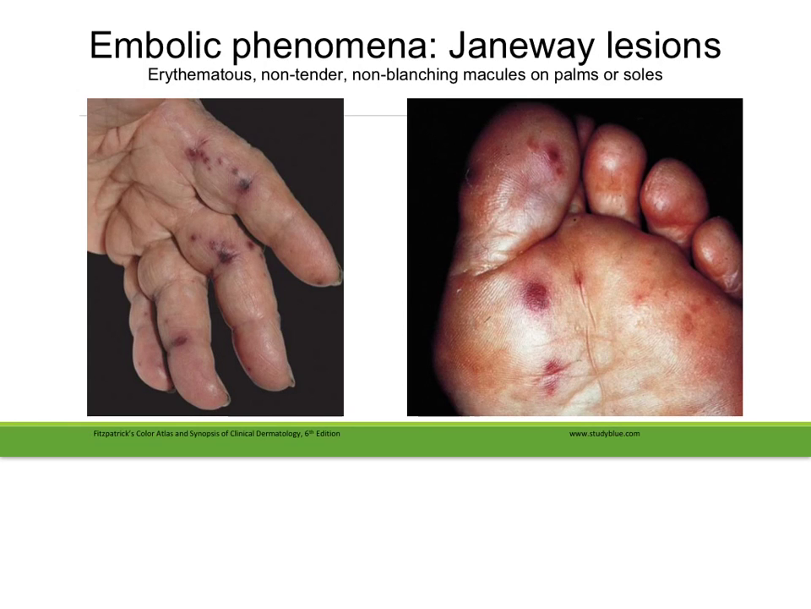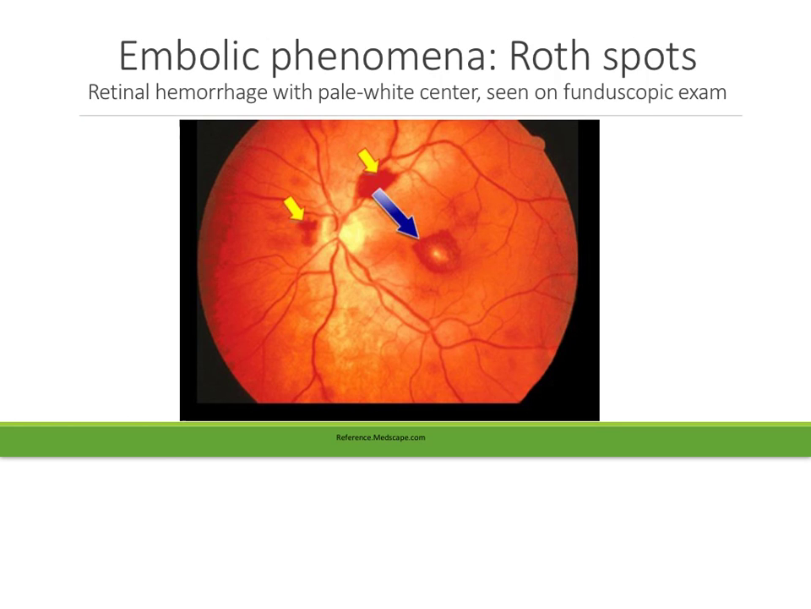These are flat lesions. The next embolic phenomena are Roth spots, which you need to do a fundoscopic exam to see. These are retinal hemorrhages with pale white centers. Don't confuse these with conjunctival hemorrhage, which you can also see in infectious endocarditis, but that's just a gross finding, whereas these, again, are on fundoscopic exam.